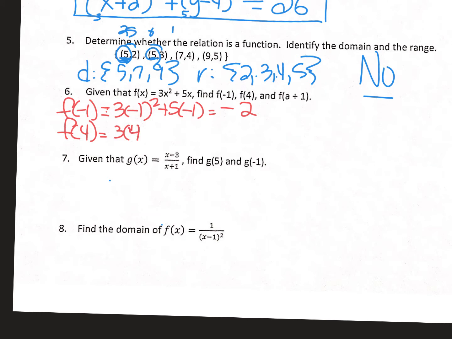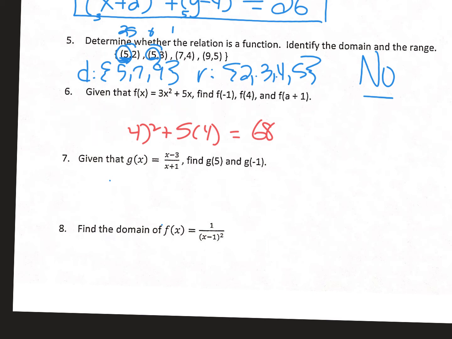Okay, so 3 times 4 squared plus 5 times 4. 4 squared is 16. 16 times 3 is 48 plus 20. That'd be 68. And then the last part of 6 is the toughest part probably. I'm going to erase those two real quick so I can fit this on here. It's the f of a plus 1.